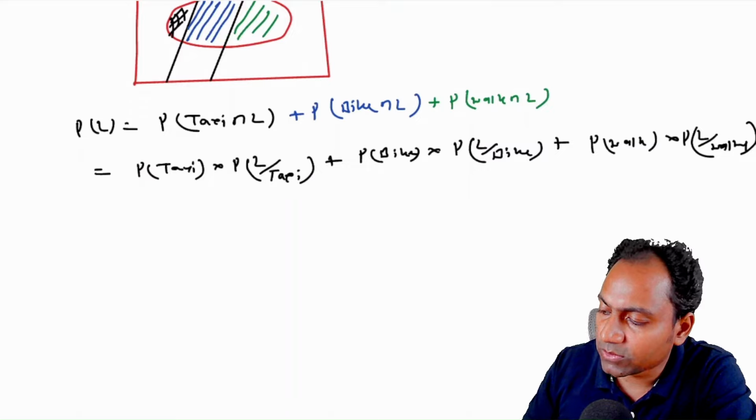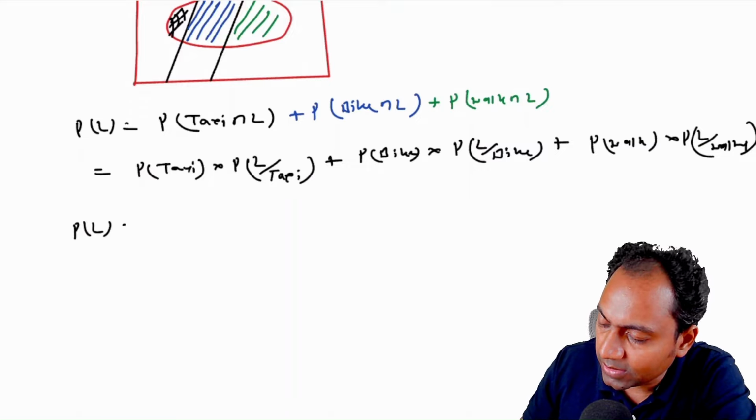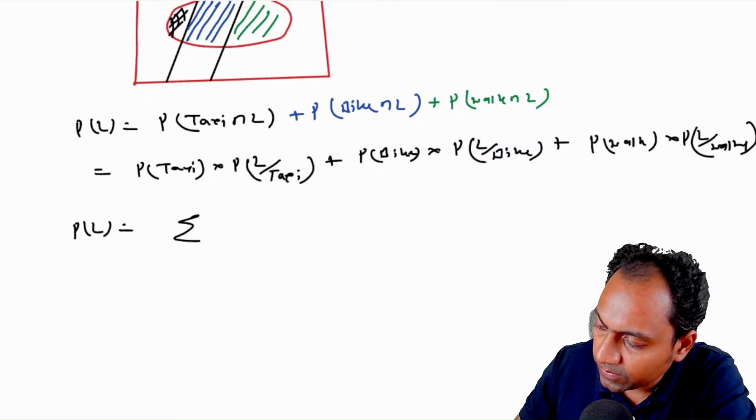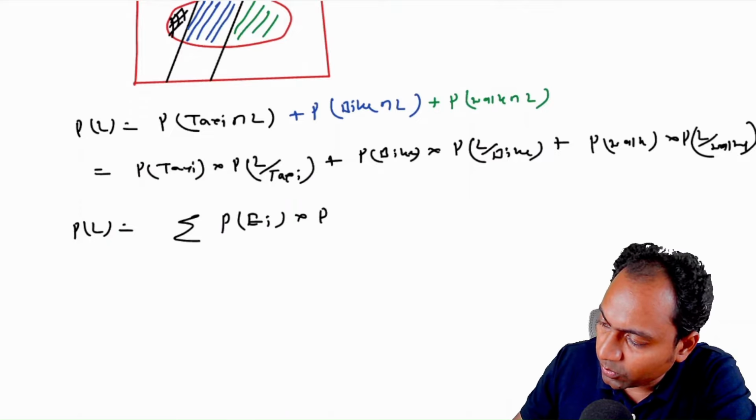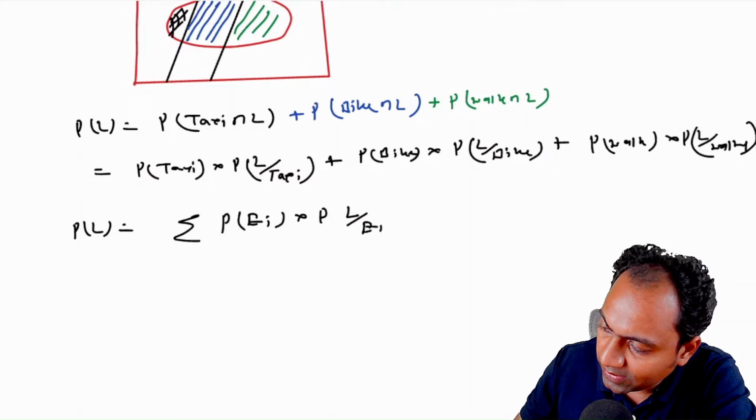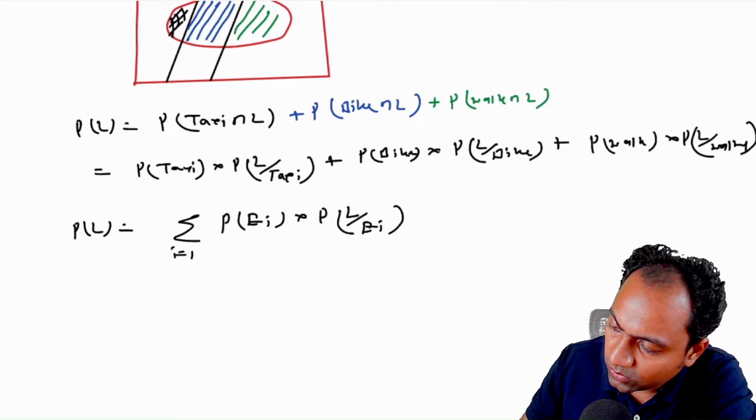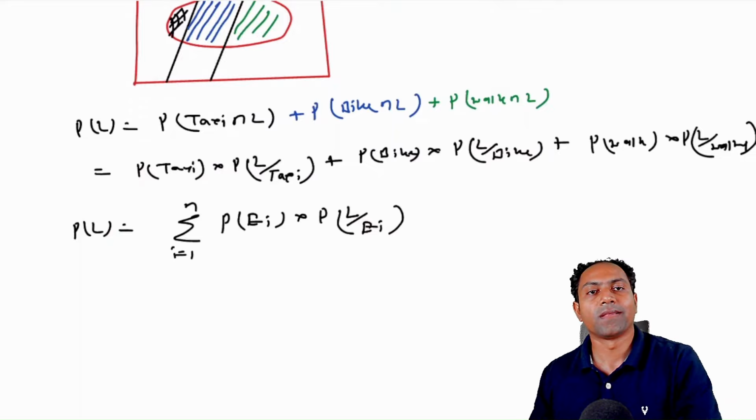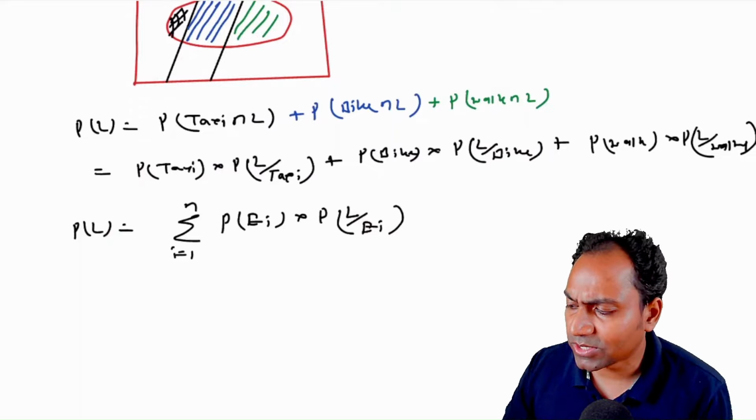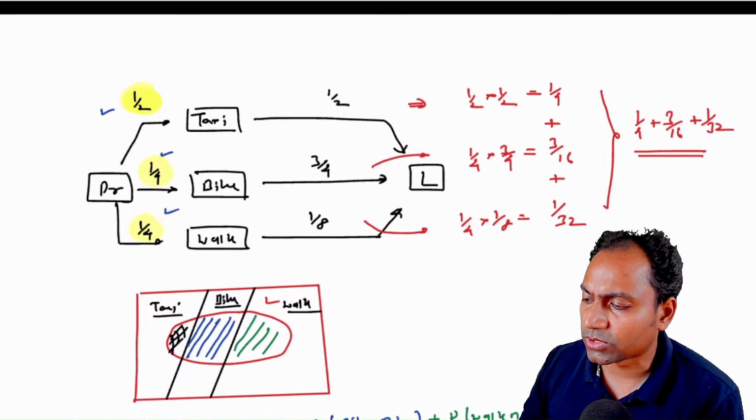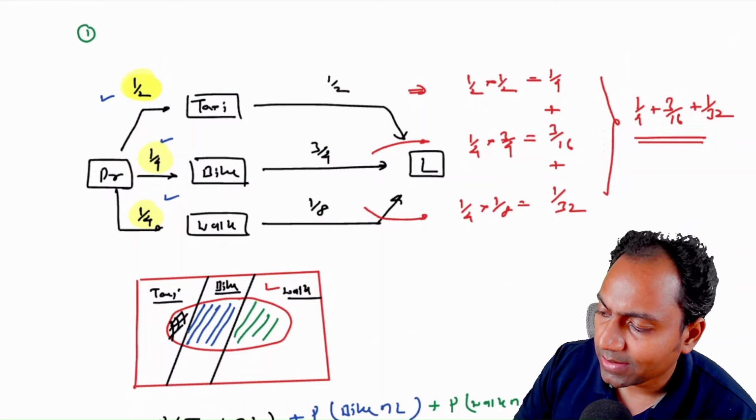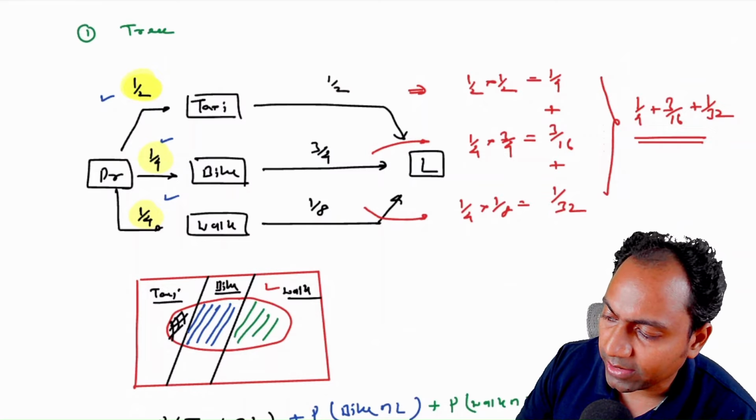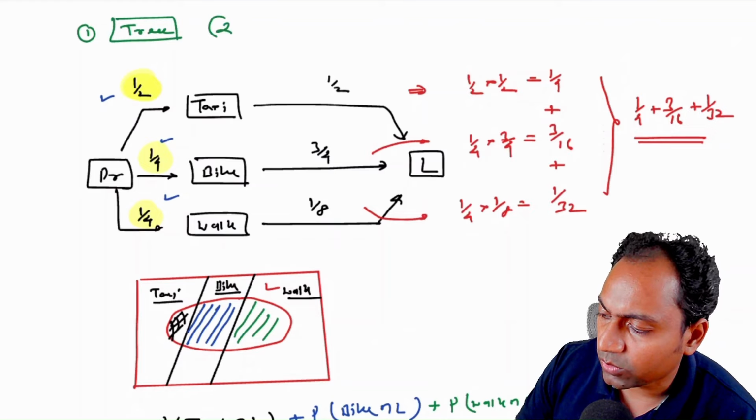So this is what is happening. This probability of late can be written as a summation of the probability of each event Ei into the probability of being late when this event Ei has already occurred, with i equal to 1 to n. So this is the general formula. This is what the mathematical expression is, but most of the time you are going to use this process. So what is this process? In the first step, you are drawing a tree diagram like I drew. And in step 2, you are writing probabilities across all branches.